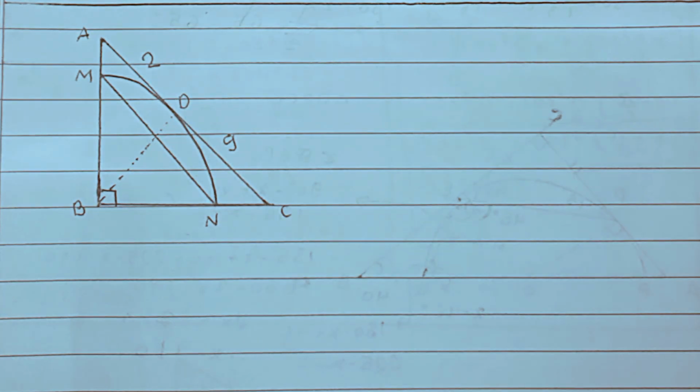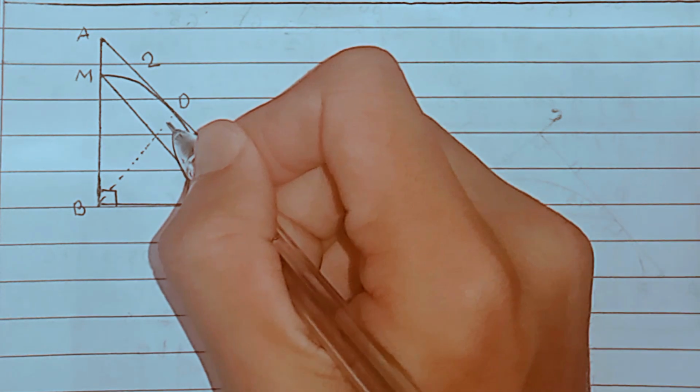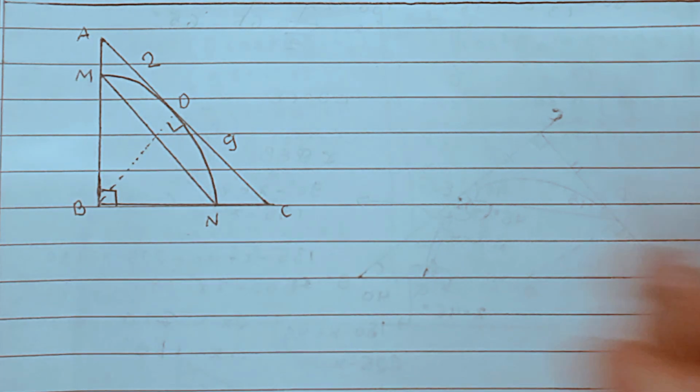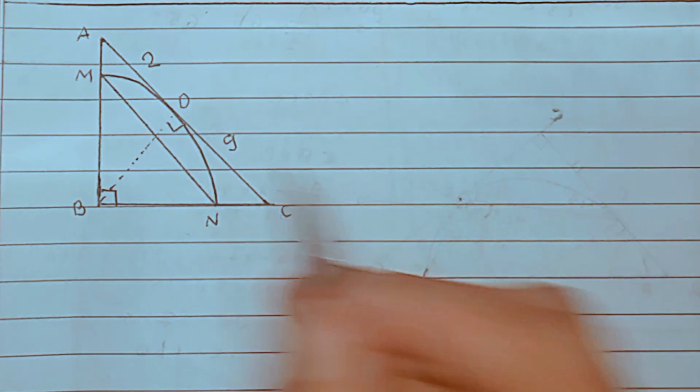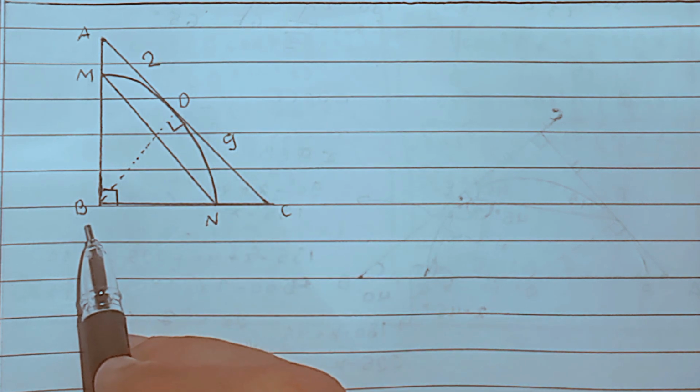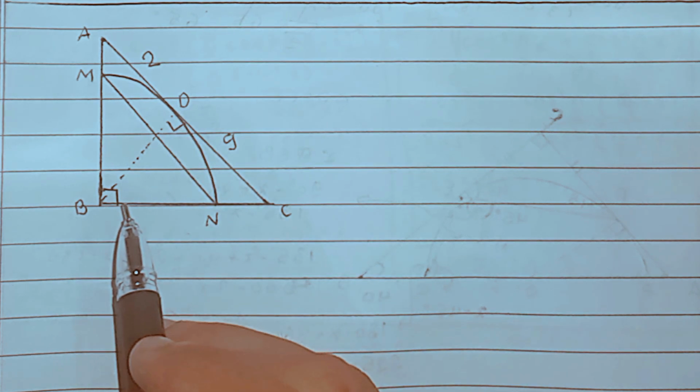We know a theorem that the line drawn from the center of a circle to the point of contact of a tangent is perpendicular to the tangent. So this line right here will be perpendicular to AC. Now we will try to prove that BAD and BDC are similar. For it, we must prove that their three angles are equal.